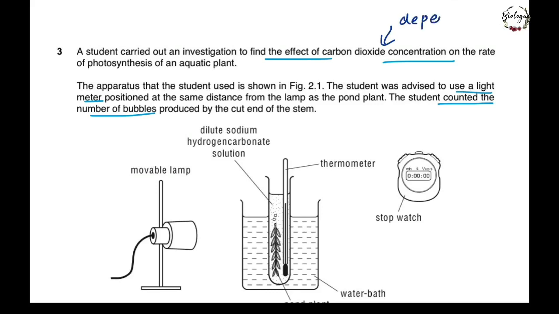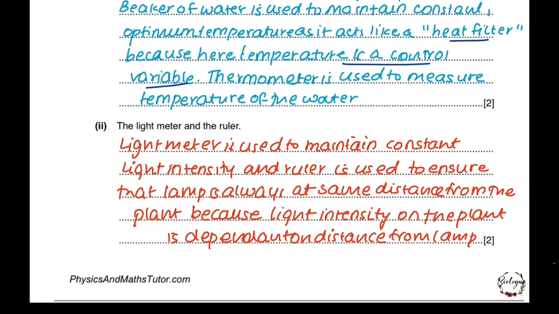This is the independent variable. So always when you're doing these kinds of questions, first mark the dependent and the independent variable. So since here only carbon dioxide concentration is what is affecting the rate of photosynthesis, the temperature will have to be a controlled variable. So the thermometer will be used to measure the temperature of the water.